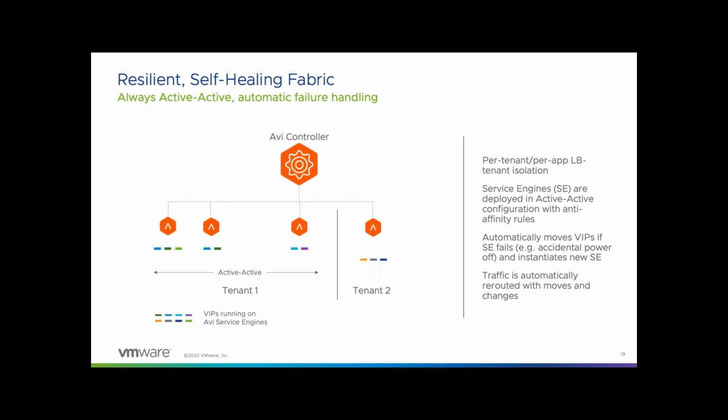The outcome of this essentially is that the end perceived service disruption is 0 to minimal, because there is already an active fabric servicing the application. And if for whatever reason there is a failure, Avi controller handles the redistribution of the applications and reprovisioning of load balancers instantaneously.